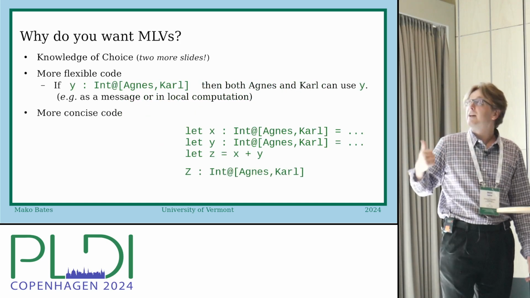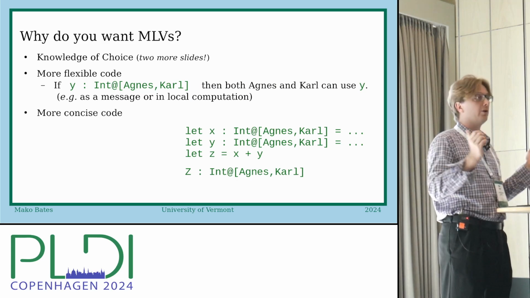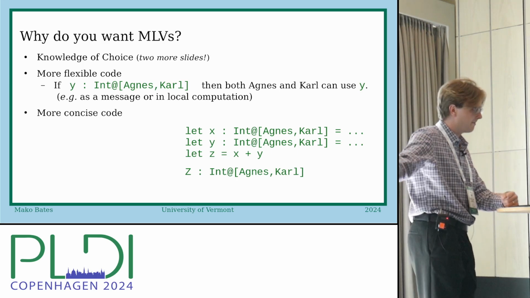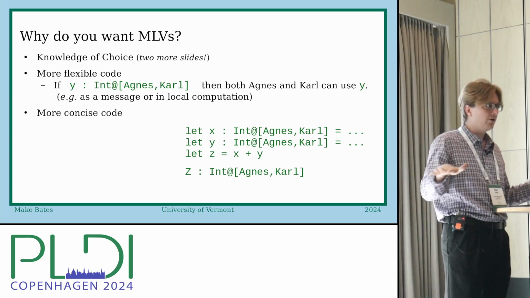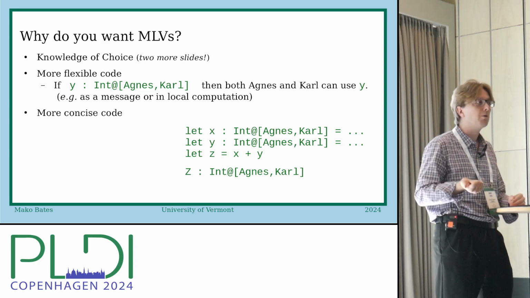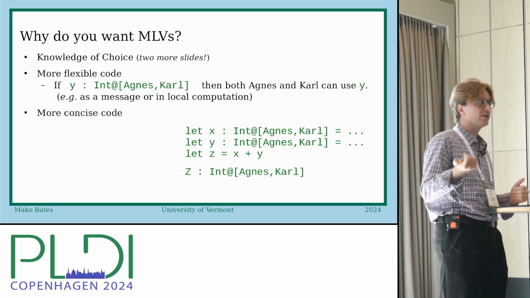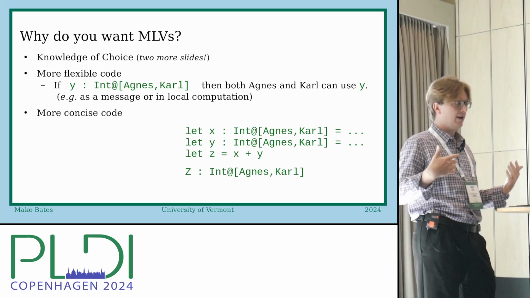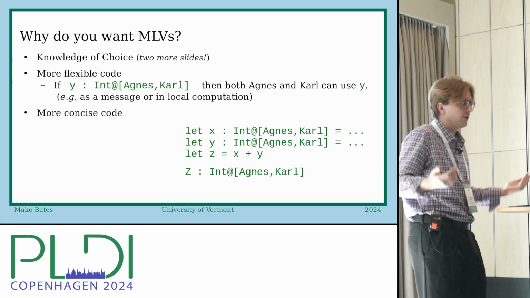But maybe we need to motivate some of this. So what are multiply located values good for? Well, one, knowledge of choice. I'm going to spend the entire rest of the talk talking about that. But they also help improve things in other ways. They make your code a little bit more flexible, because if Agnes and Carl both know y, and something needs to be done with y, then Agnes can do it, and Carl can do it.